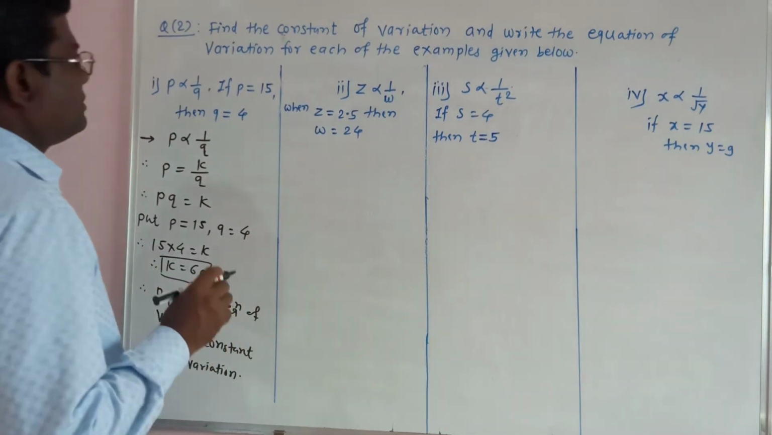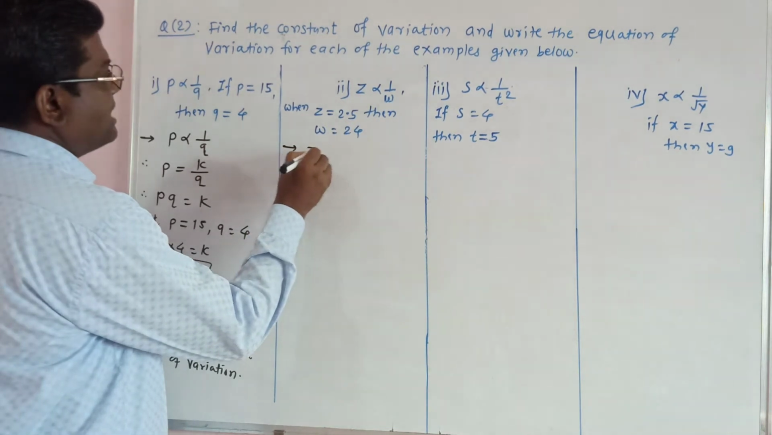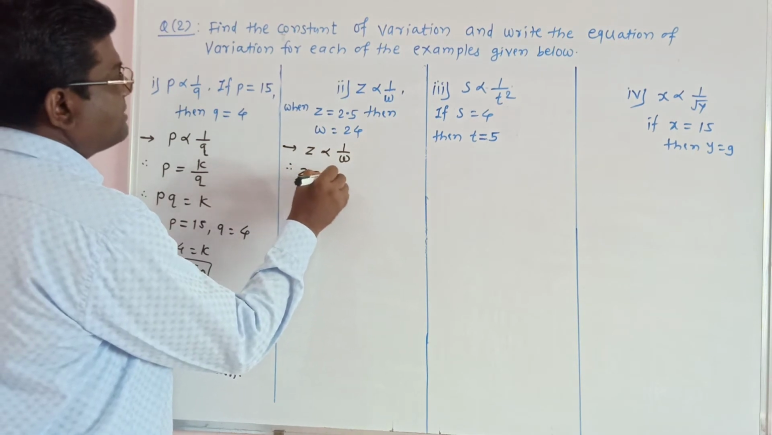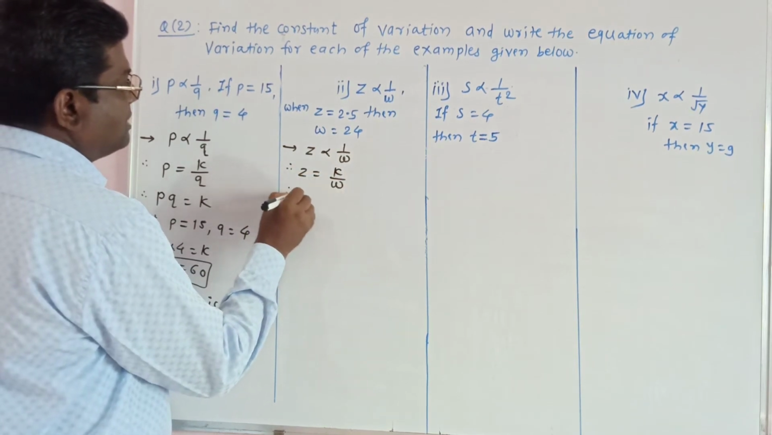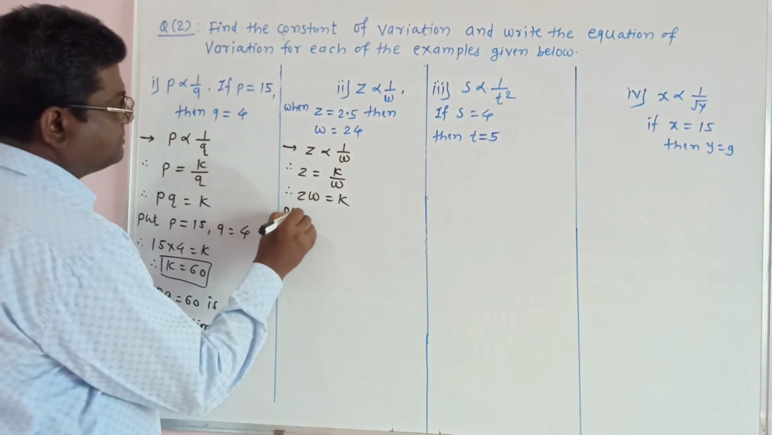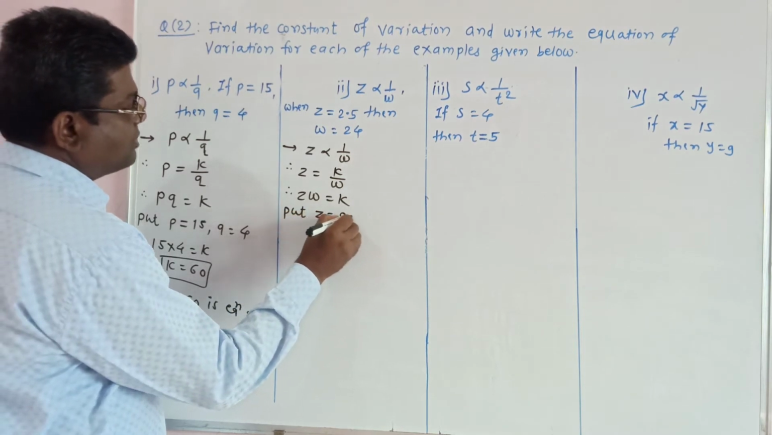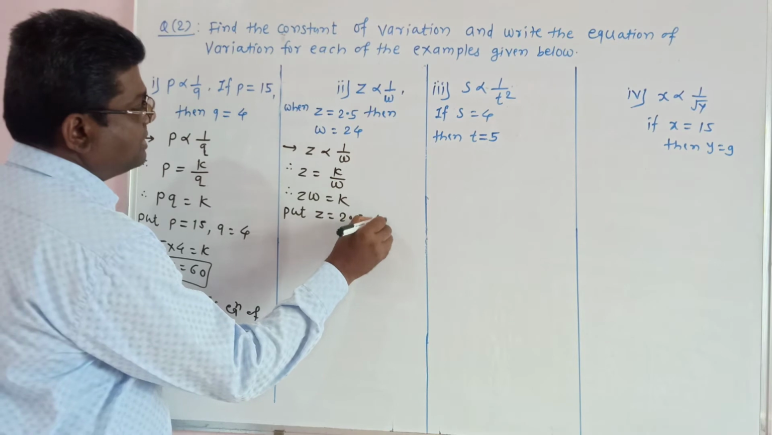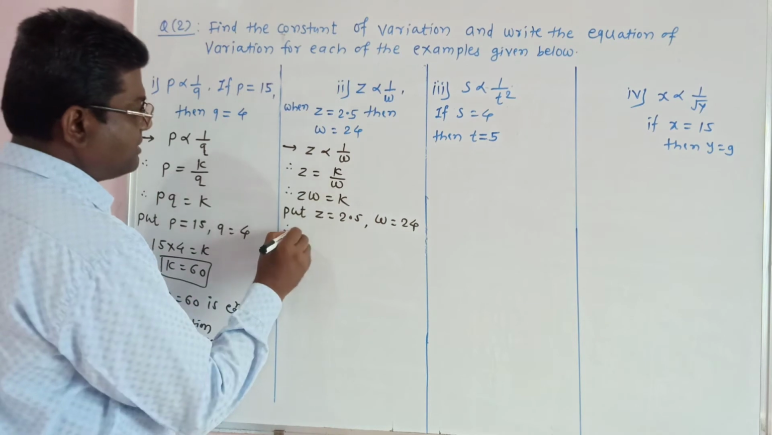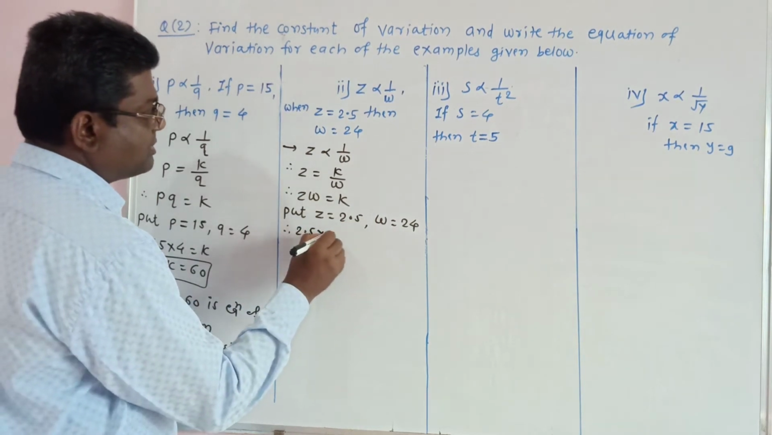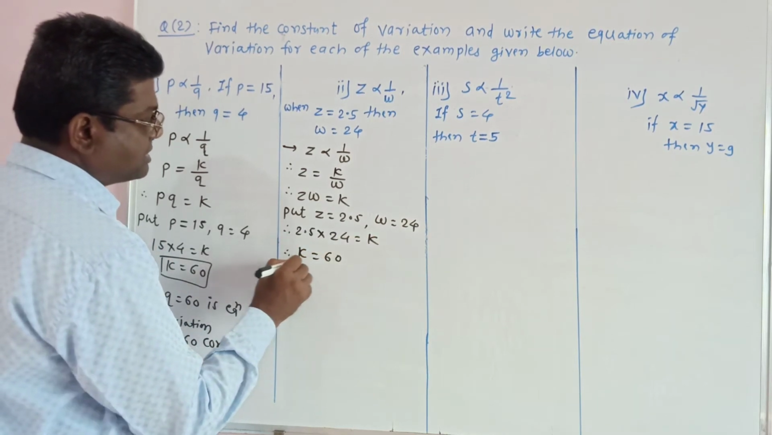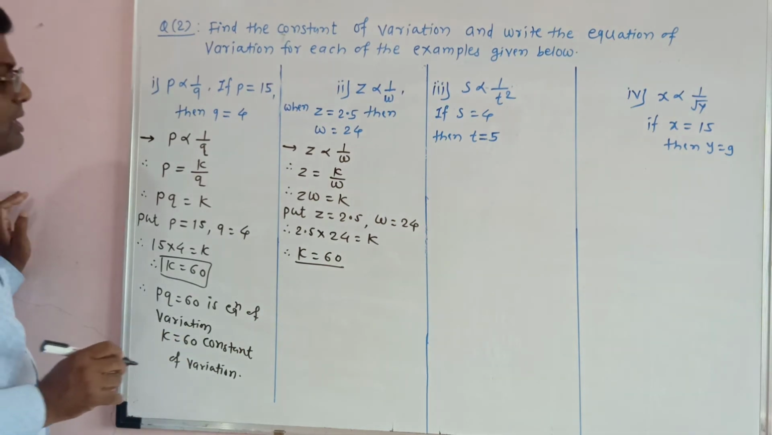Now example number 2. Z is inversely proportional to W. Therefore, Z is equal to K upon W. Therefore, ZW is equal to K. Now put Z is equal to 2.5 and W is equal to 24 in the above equation. Therefore, Z, 2.5, into W, 24, is equal to K. Therefore, K is equal to 60 is the constant of variation.